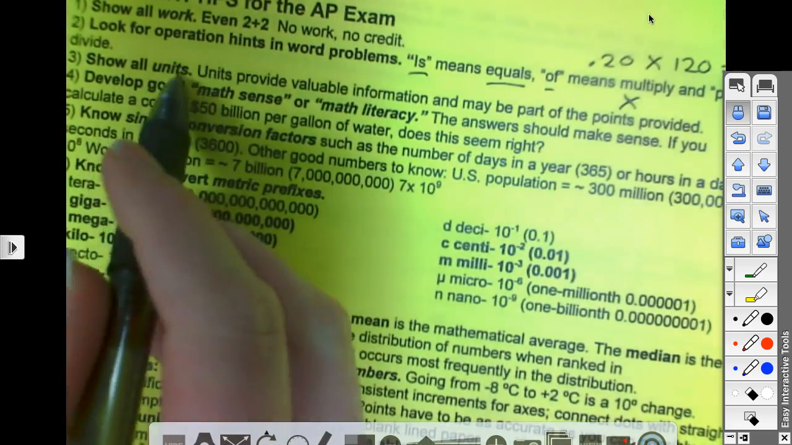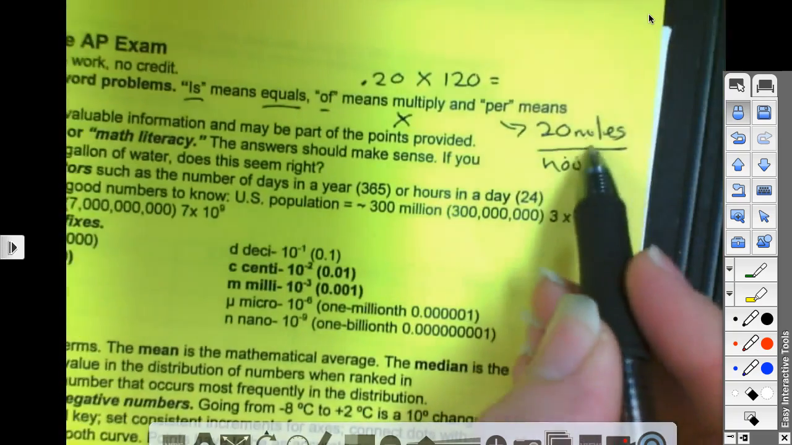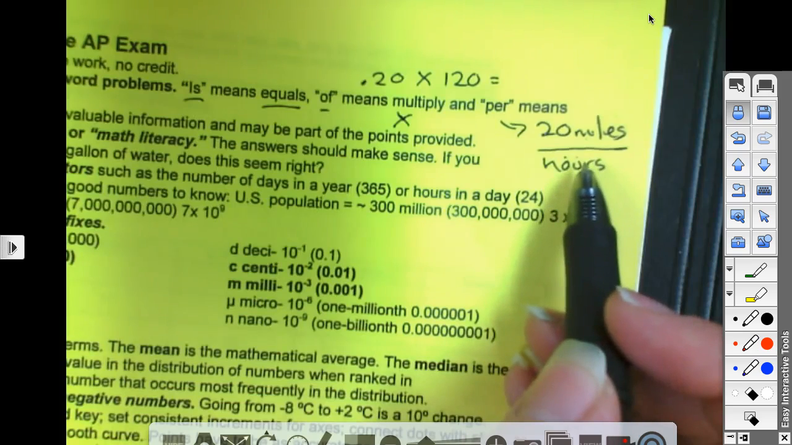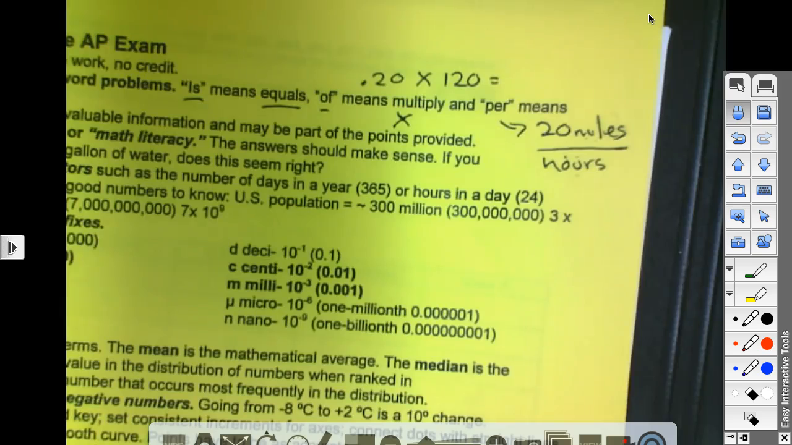Show all your units. The units, see like how I've done here with miles per hour. Show those, and those will keep you from getting tripped up, because you're going to do dimensional analysis, which is this way of canceling out your units as you multiply. If you're not showing your units, you won't know where you mess up.